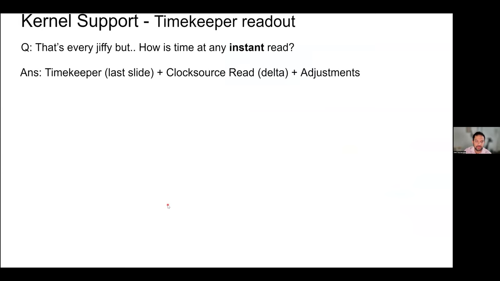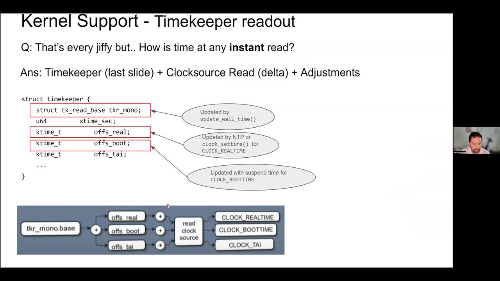So for that, what we do is we combine the timekeeper stuff that we just did every Jiffy to accrue the time. We combine that information with the latest value of the clock source, the delta between the latest value and the one that was used to update the timekeeper, and then we make further adjustments. So this is what it all looks like. We have the monotonic time, as I said, that is the only thing that is updated when we update the system time. We combine that monotonic time with the other offsets to get the final value for that clock.